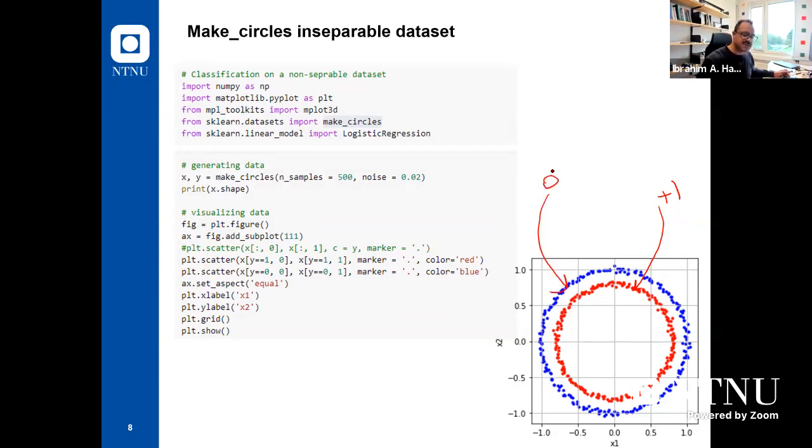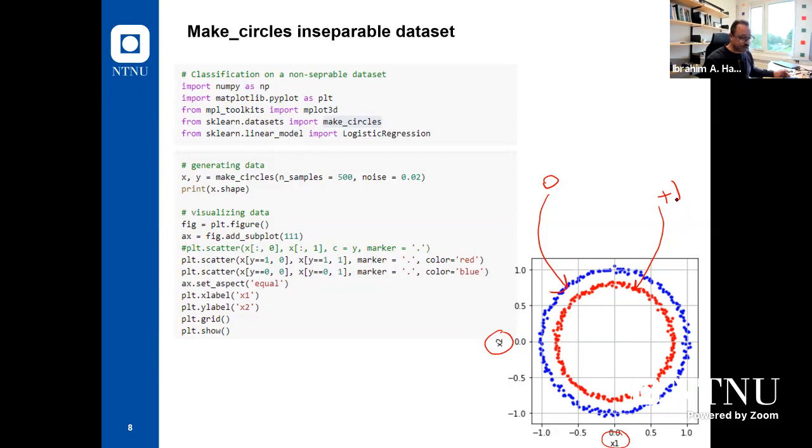So also it's a binary classification problem, and we have two classes here. And we have two features, x1 and x2. So we have two features and two classes, 0 and +1, but it's linearly inseparable. And we need to classify it. So how can we do this?